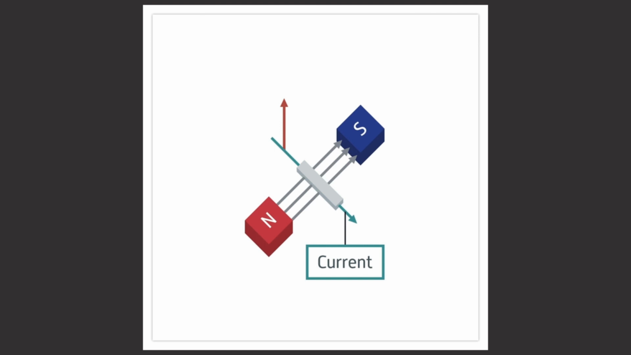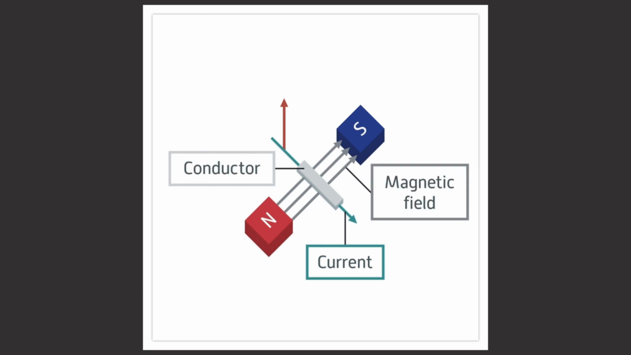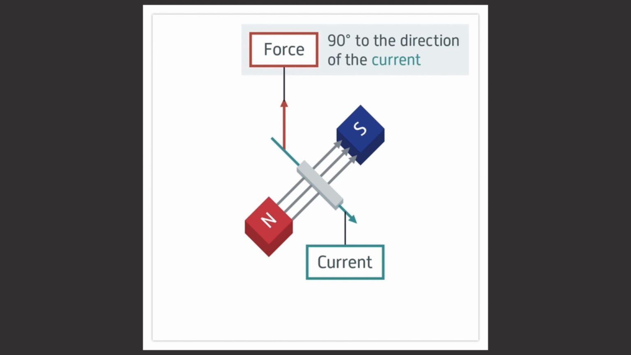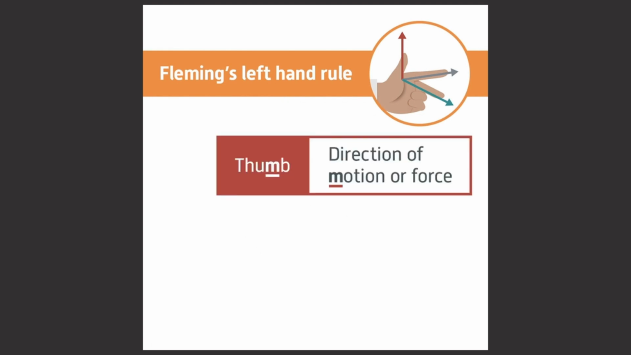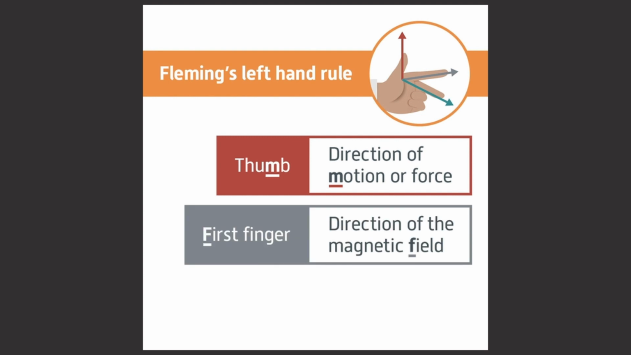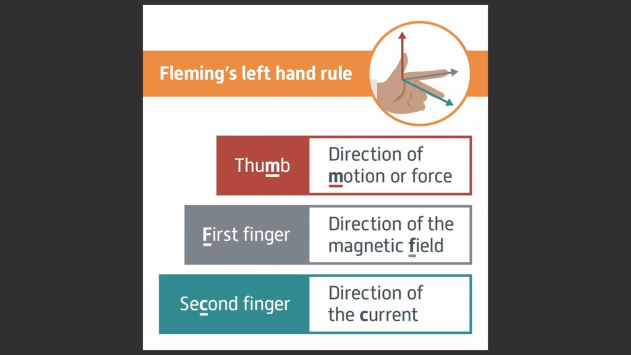When a current passes through a conductor in a magnetic field, a force is exerted on the conductor. The force exerted is at 90 degrees to the direction of the current, which, in turn, is at 90 degrees to the direction of the magnetic field. You can remember this by using Fleming's left-hand rule. Your thumb shows the direction of the motion, your first finger shows the direction of the magnetic field, and your second finger shows the direction of the current.